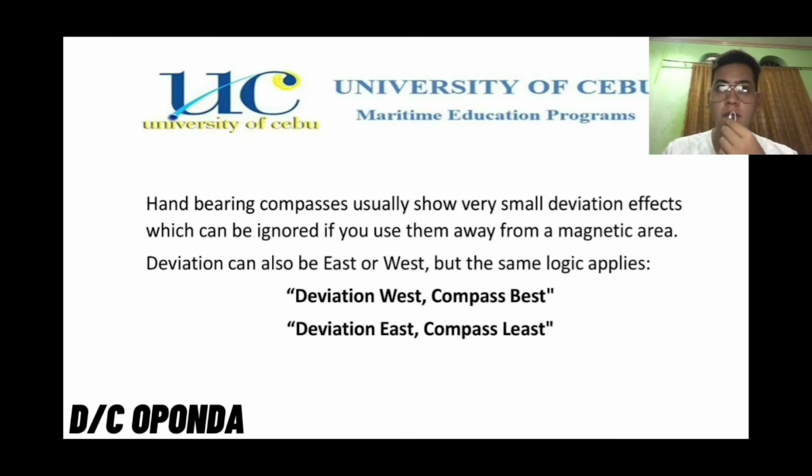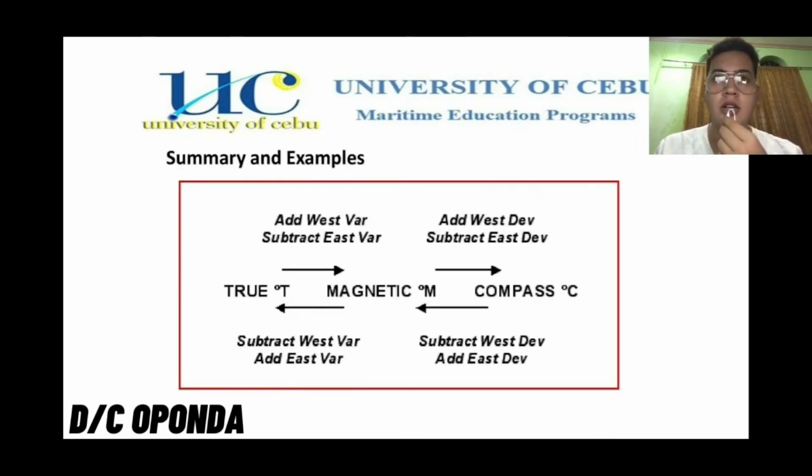So here's our table for the summary and examples. If we're looking for the variation from true north to magnetic north, we should add west variation and subtract east variation. And if we're looking for the deviation between magnetic and compass, we should add west deviation and subtract east deviation.